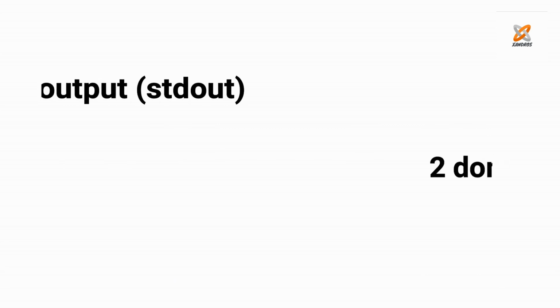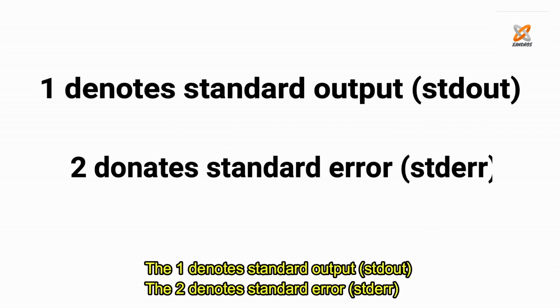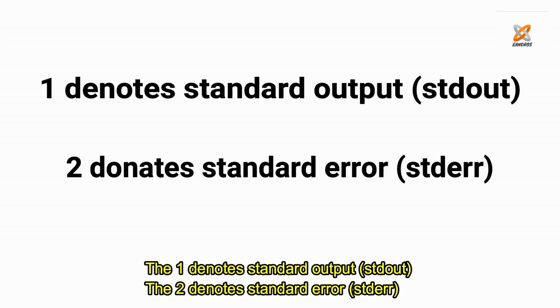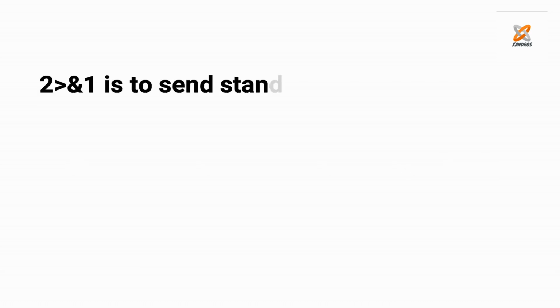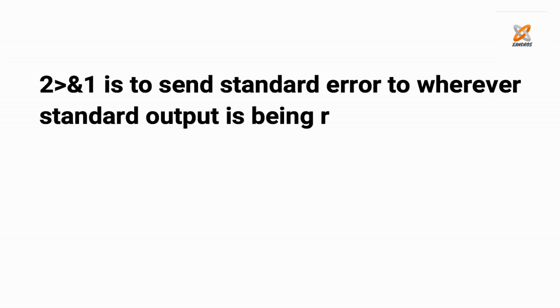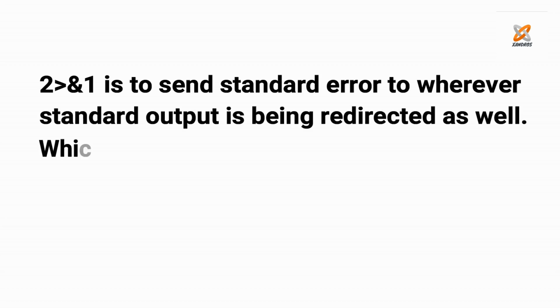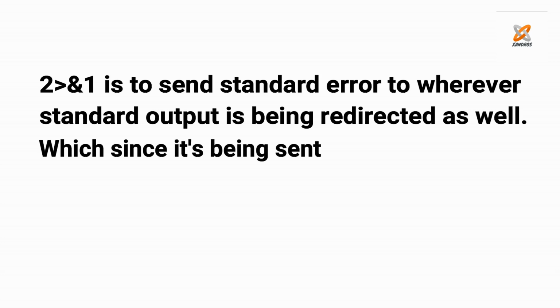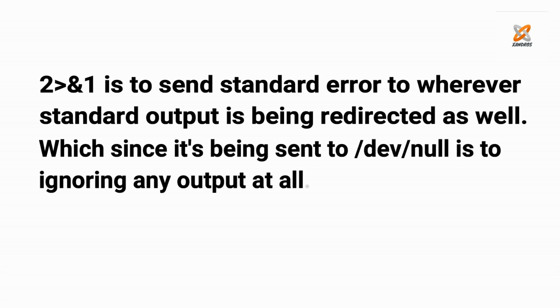the 1 denotes standard output, stdout. The 2 denotes standard error, stderr. So, this is to send standard error to wherever standard output is being redirected as well, which seems to be sent to ignoring any output at all.